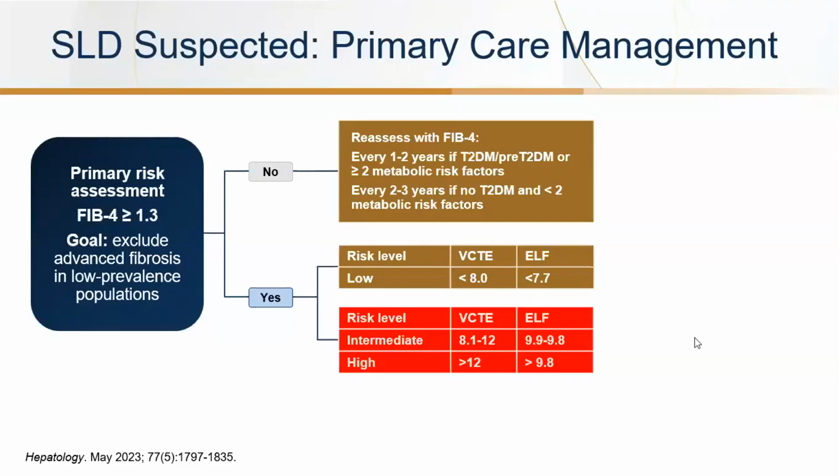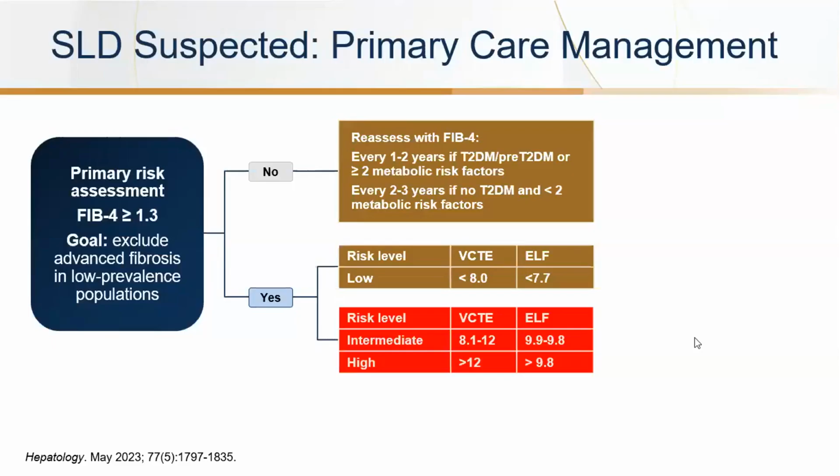So once you have your FIB-4, let's say it's low, it's less than the 1.3. You can reassess again with that FIB-4 in either 1 to 2 years or 2 to 3 years, depending on whether or not they have diabetes. If the FIB-4 is high, so greater than or equal to the 1.3, then we need to do a little bit more workup there. From there, you can either do the VCTE, which stands for vibration-controlled transient elastography, or the FibroScan.